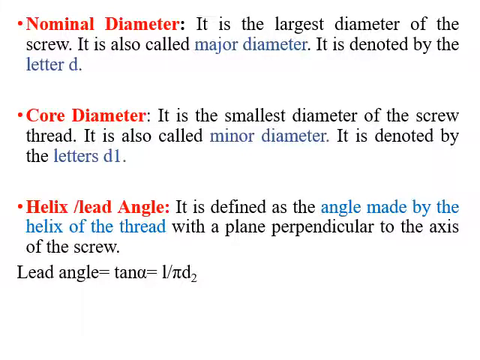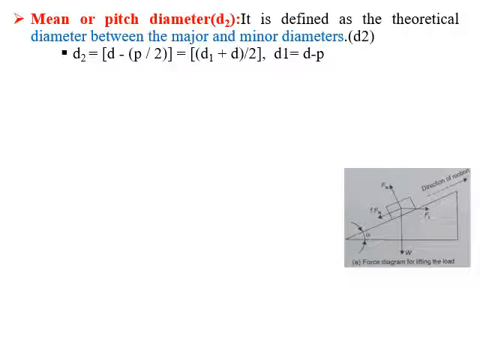Helix or lead angle is defined as the angle made by the helix of the thread with a plane perpendicular to the axis of the thread. So tan alpha is equal to L by pi d2. Coming to the mean or pitch diameter d2 of the screw, it is the theoretical diameter between the major and minor diameters. So d2 is equal to d minus p by 2, which is equal to d1 plus p by 2, and also d1 is d minus p. These are the notations that we usually use.